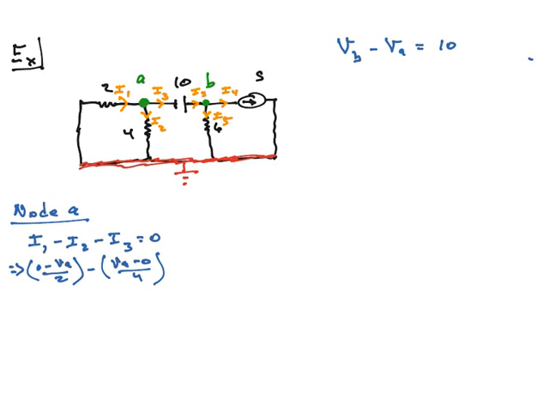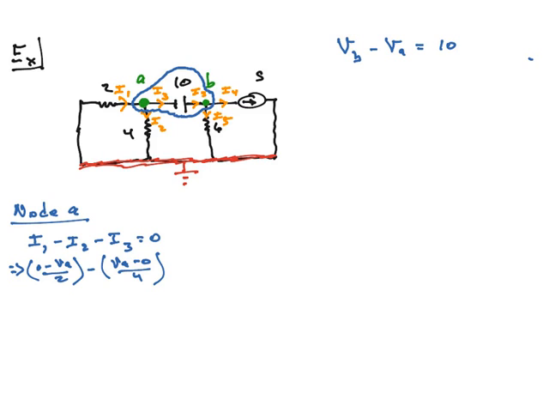But I have to do a secondary thing. The secondary thing is I have to make what's called a supernode. And what this means is I'm going to take node A and node B, and I'm going to pretend like that's one big node.